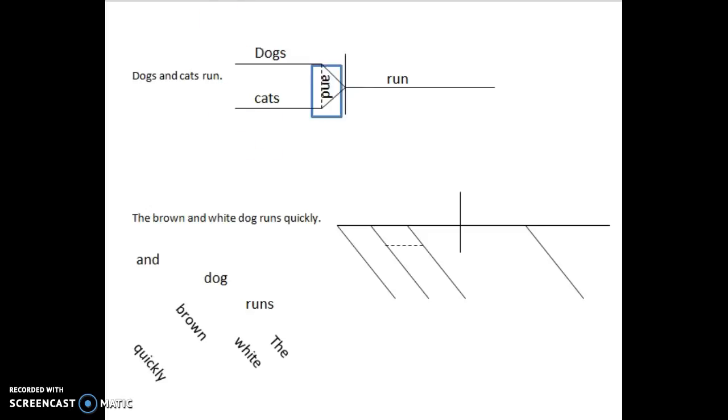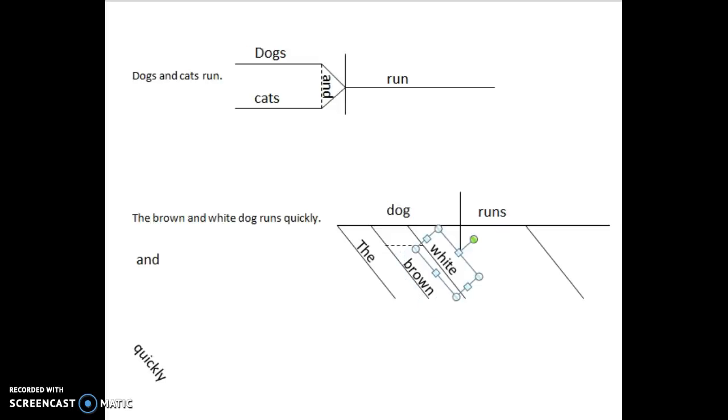Now, on to another compound component, compound adjectives. Compound adjectives are not very common, but they do happen. Let's start by placing the components that we know. The verb goes on the right, and the subject goes on the left. We know the is an article modifying dog, and brown and white are also adjectives modifying dog.